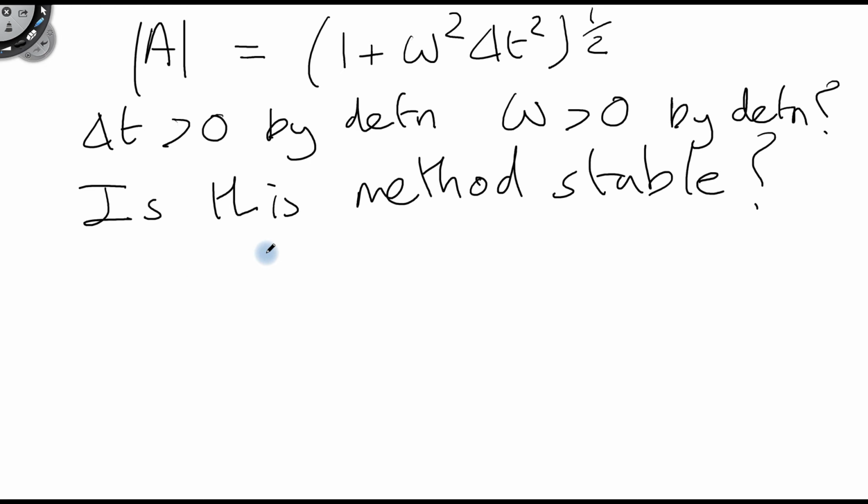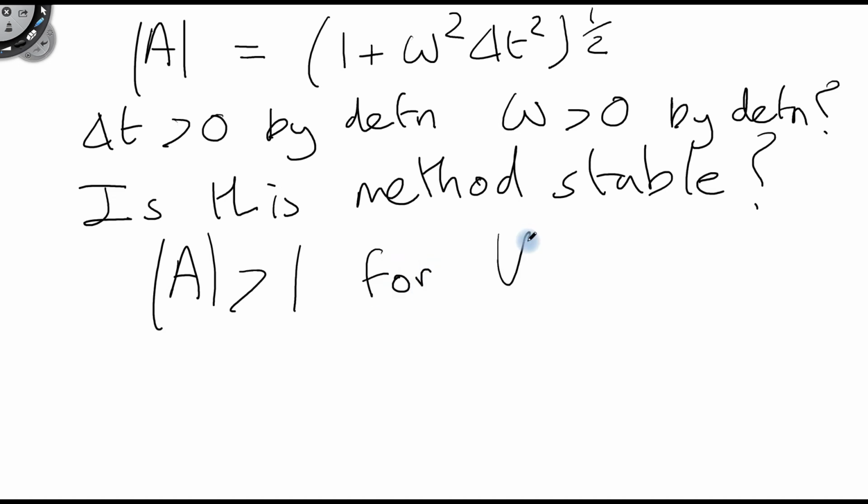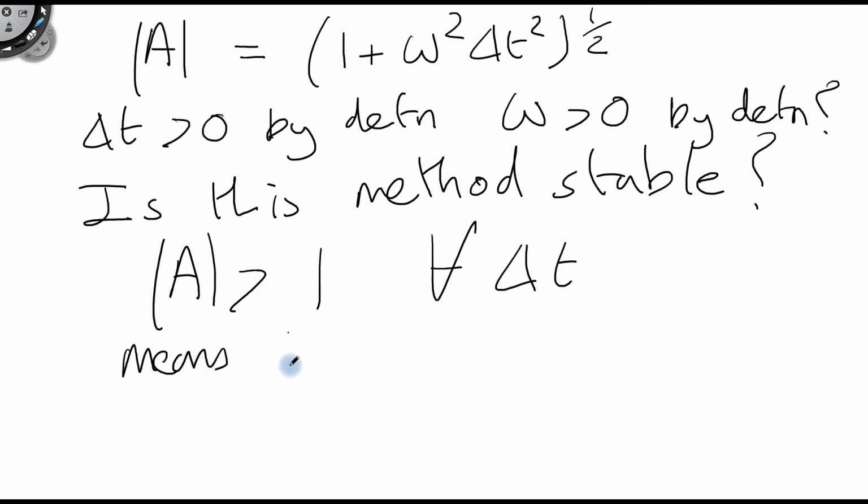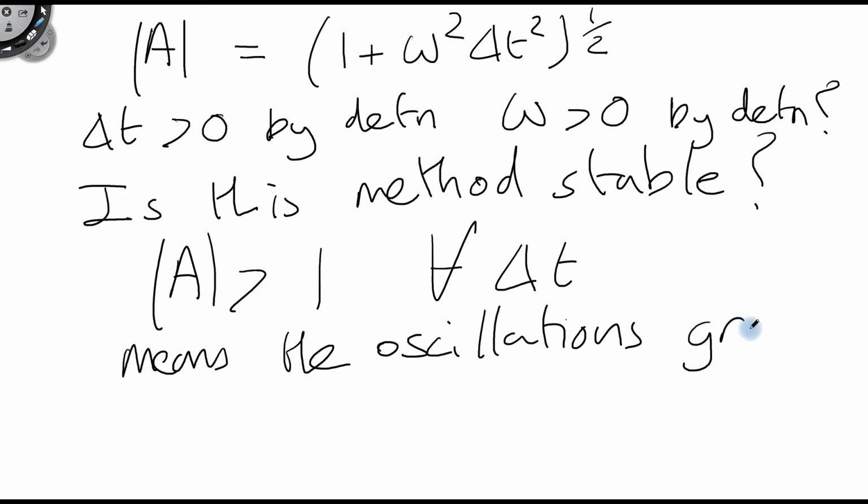Okay, so the point is that modulus of A, because delta t is greater than 0 and omega is greater than 0, and we've got a 1 in here, is greater than 1 for all delta t. Okay, let's just use a little bit of analysis notation: for all delta t. So that means the oscillations grow in time. Yeah, because it's greater than 1, because you're multiplying by a number greater than 1 each step.